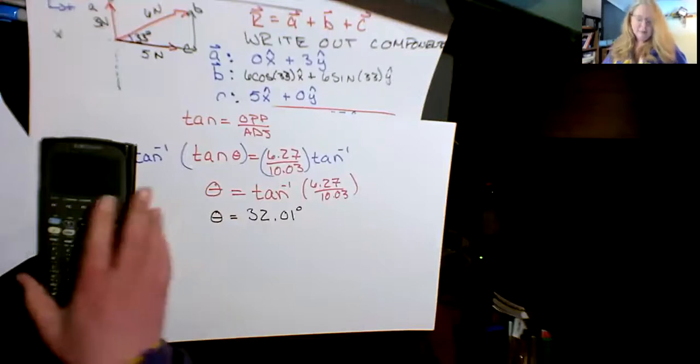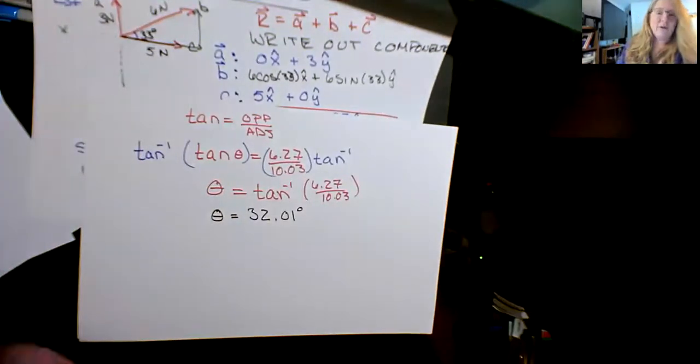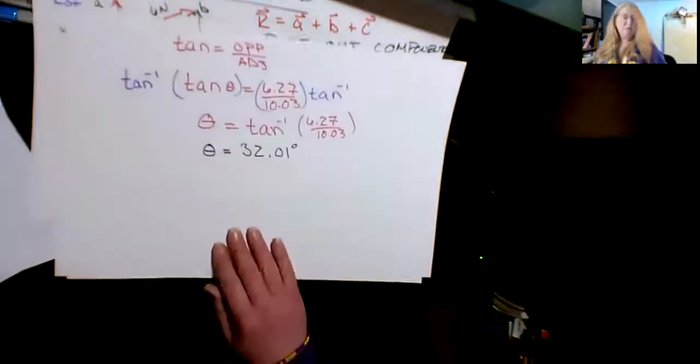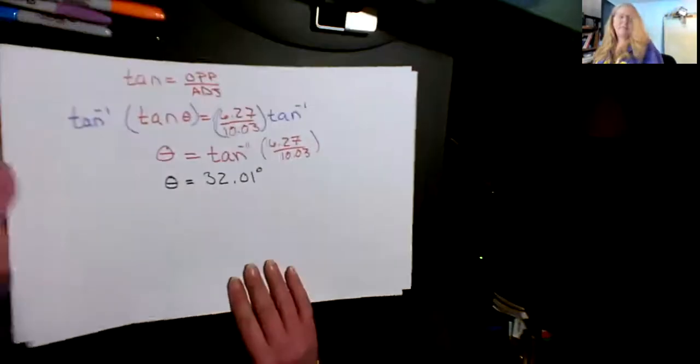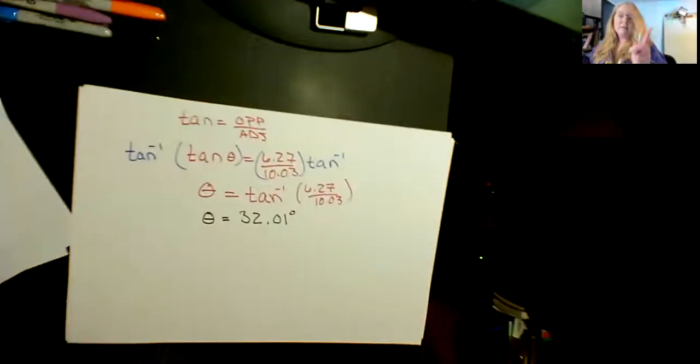There we have it. So now you've done vectors in 2 dimensions and 1 dimension, and we've done some dimensional analysis, and now it's time for physics.